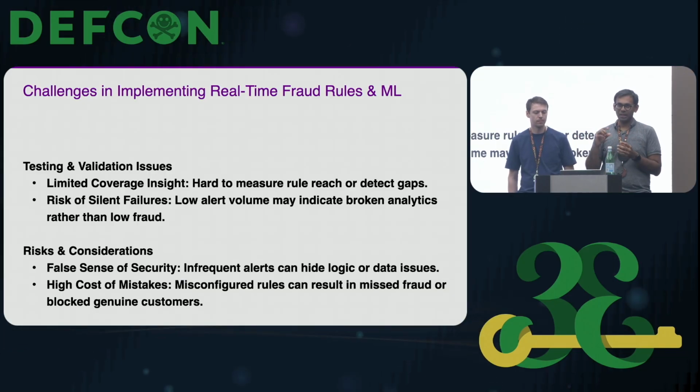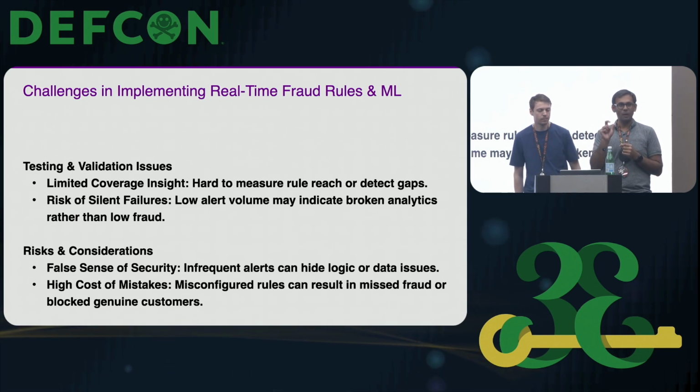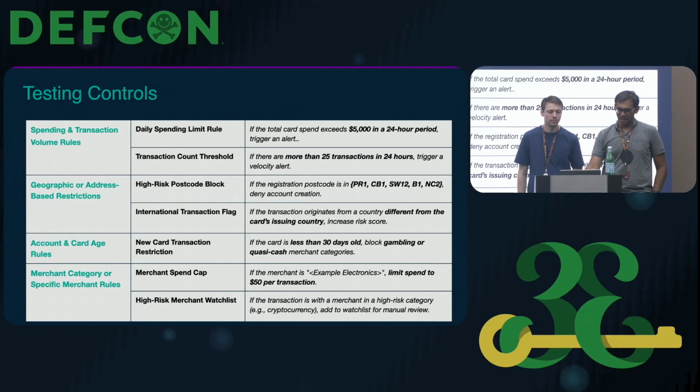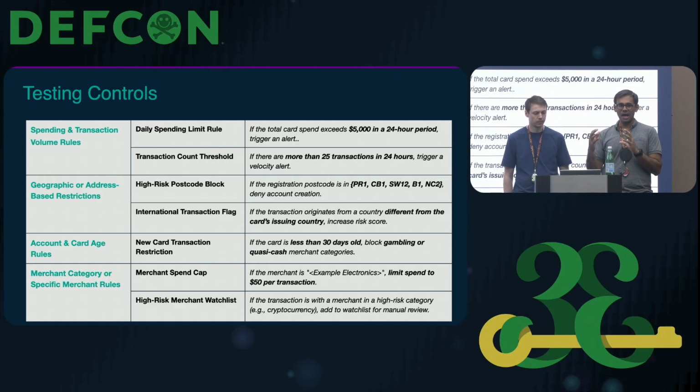So I think the tricky thing is because these are such complex systems, identifying and isolating failures in one specific thing is very tricky to do, right? And infrequent alerts can hide data or logic issues. Misconfigured rules or missing data or changes in all of these things result in, sometimes missed fraud, sometimes blocking genuine customers. So what we want to do is talk about what some controls might look like and how large language models might help us gain more confidence that these systems are doing what they should be doing. Right? So over to you, Martyn.